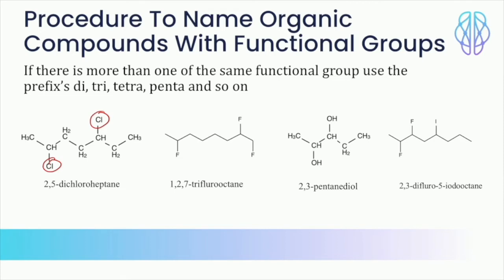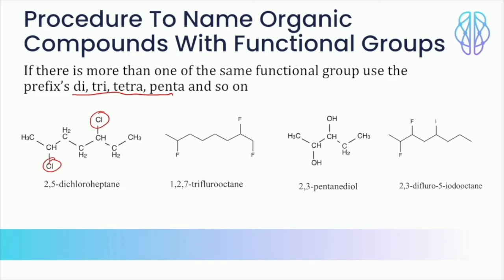As I've been saying, commas between numbers and numbers, dashes between numbers and letters. So the first thing you need to remember is you use the prefixes di, tri, tetra, pent, and so forth. They're a bit different from the alkanes, so meth, eth, pro, bu. So these are a lot more intuitive: di, two, tri, tetra, and so on. So if there's 2 of the same functional groups, you would assign the prefix di. In this way, we can name this thing.